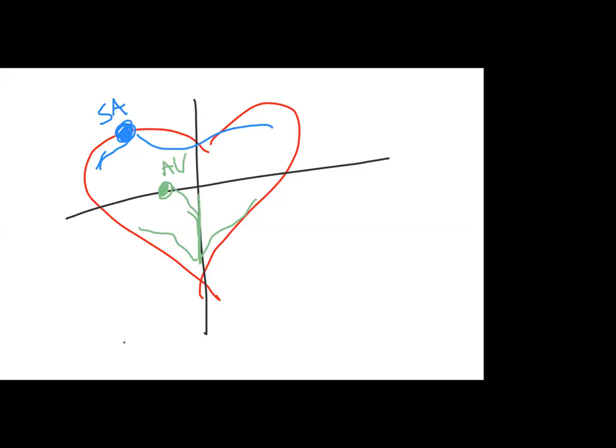Okay, then we talked about other things acting on the SA node. If nothing's acting on the SA node, it's at 100 beats per minute. With other things acting on the SA node, it can slow it down below 100 beats per minute or speed it up above 100 beats per minute, right? And so we drew this, 100 beats per minute.